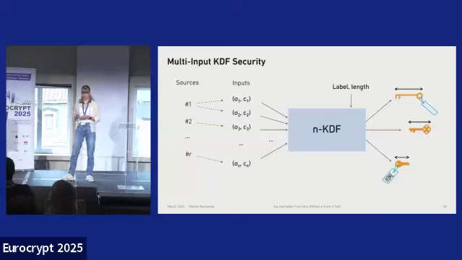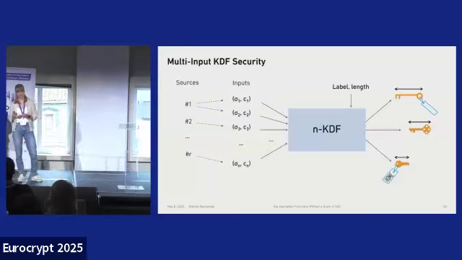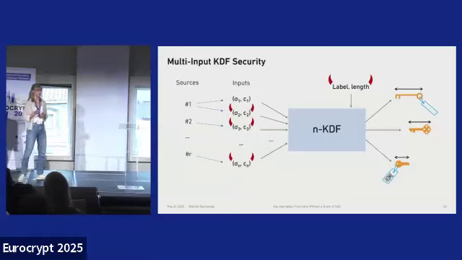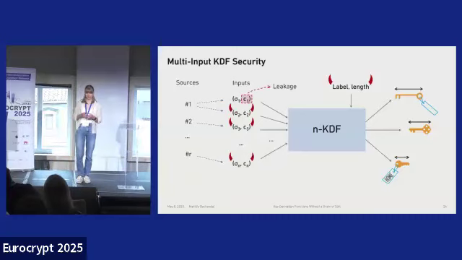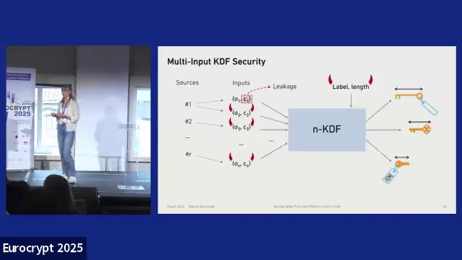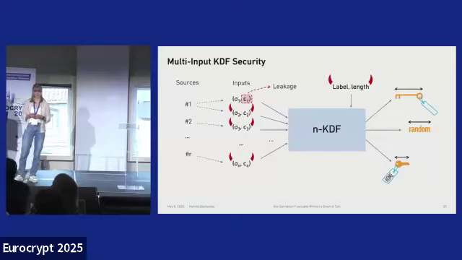All right, so what about security? Well, just like in single input KDF security, we let the adversary control the label and the length input. Additionally, the adversary can set source key material inputs, as long as at least one of these inputs remains honest. However, we still allow some leakage about this honest input, which at the minimum includes the context. Now, just like for single KDFs, the goal of the adversary is still to distinguish the output keys from uniformly random bit strings of the same length.